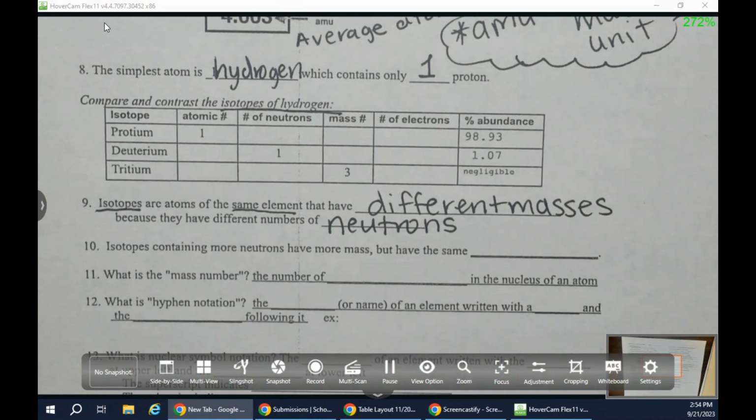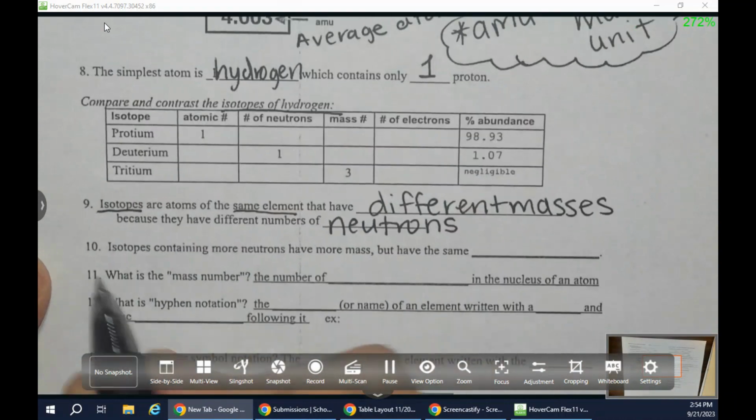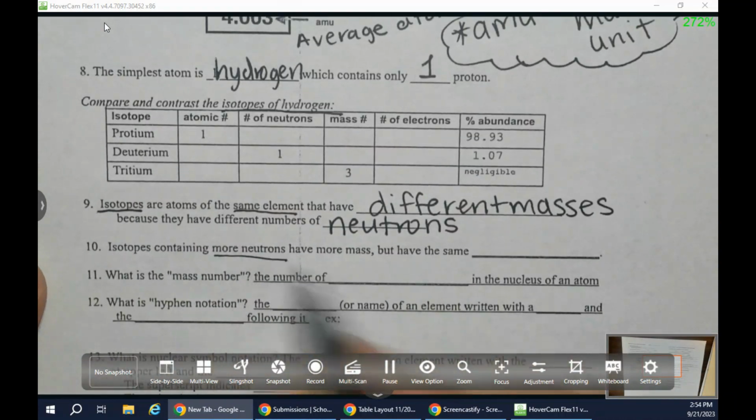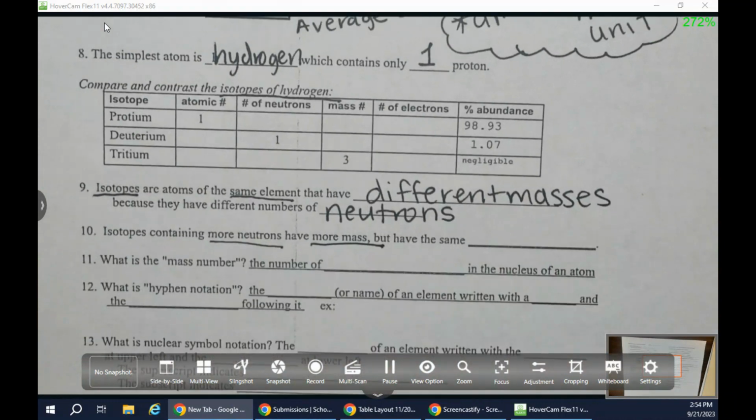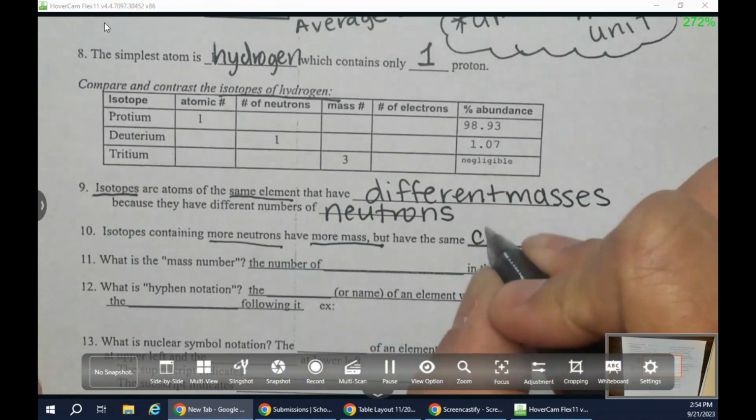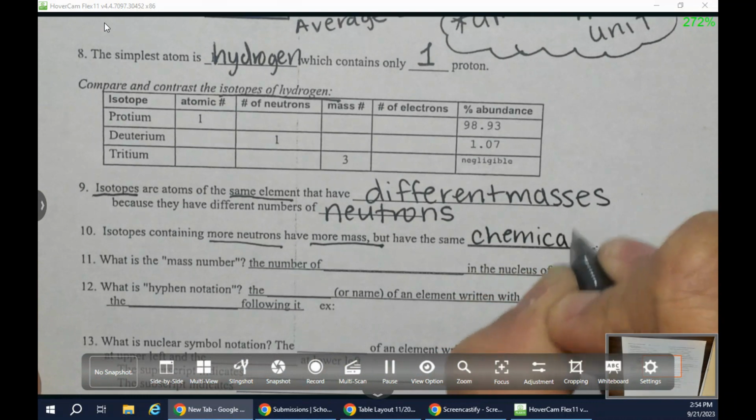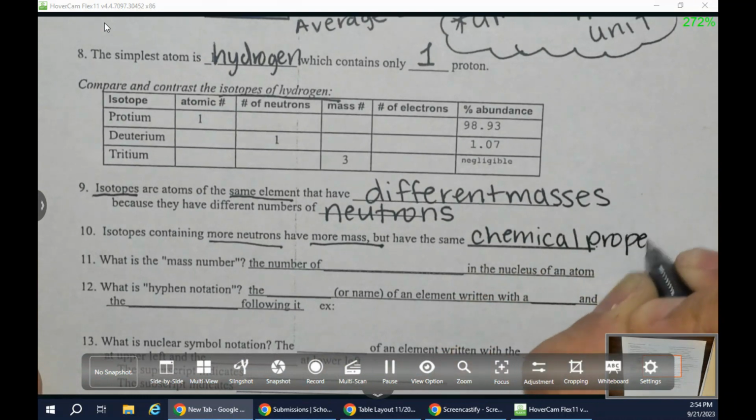Just like us, we lose weight, we gain weight, we do both, right? That's what life is. But we're still the same person. We just have that extra fat or no fat. So think of neutrons like that, and it'll help you out a little bit. It's still the same element. You're just giving it an extra mass, the stuff that doesn't contribute any charges. So isotopes containing more neutrons have more mass, that makes sense, but have the same chemical properties, meaning it is still who it is.